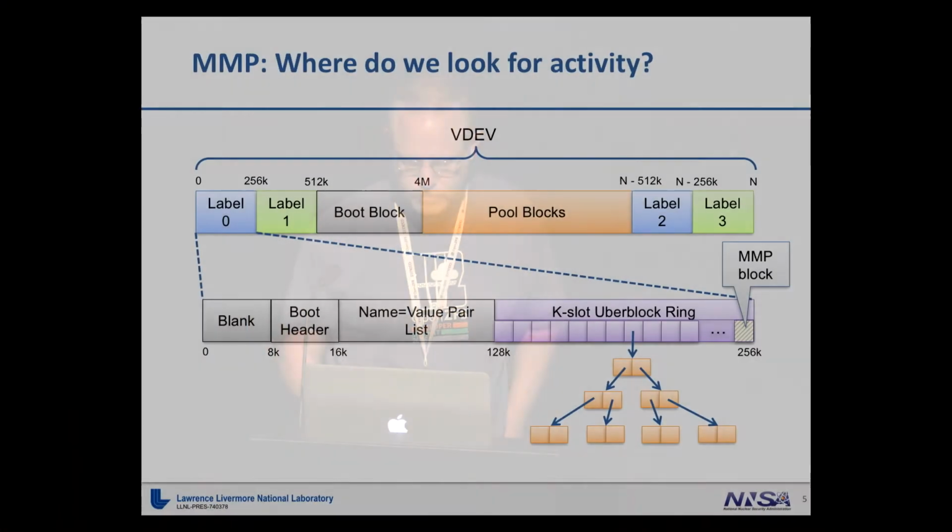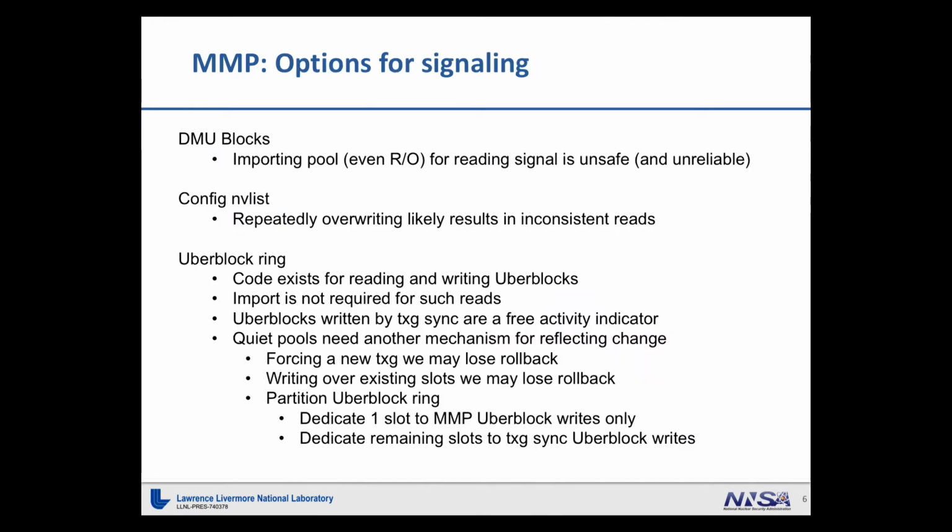So what we decided to do was to choose one of those slots and dedicate it to MMP. The rest of the Uber block slots are used in exactly the same way that they were already. When the sync goes to write a slot, it just chooses the next slot, wrapping around, but it skips that one at the end, and the one at the end we use to write to indicate activity even when the pool is quiet. This is just what I just discussed.